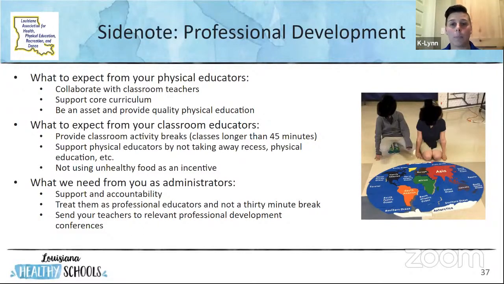They provide quality PE. Again, it's not movie day. It's not an extra recess. We're not rolling up the balls. We're not all the stereotypes. It should be quality, and we should hold our teachers up to that level.